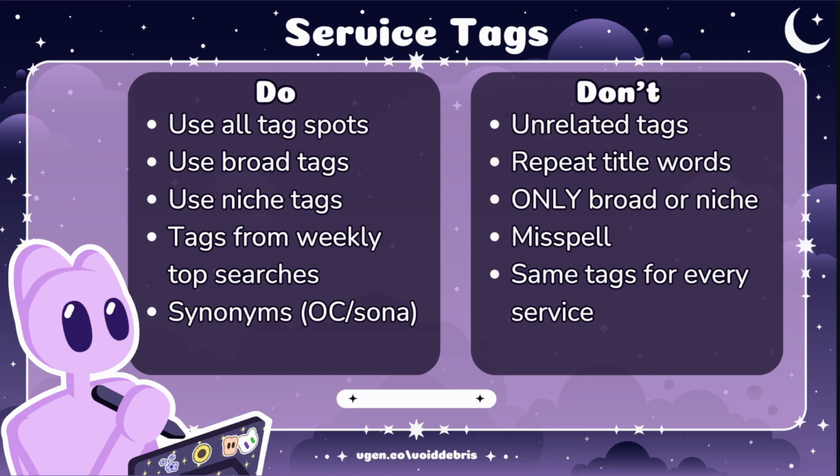Don't use unrelated tags. This is against VGen's terms and is a reportable offense. Don't repeat title words. It's not necessary. Don't only use broad or only use niche tags. You really want to be as searchable as possible, and if you only use one or the other, you're going to have a harder time. Don't misspell things. Make sure you're double checking because if it's misspelled, it's not going to work. And don't use the same tags for every service. Make sure that you are tailoring the tags to the specific service.